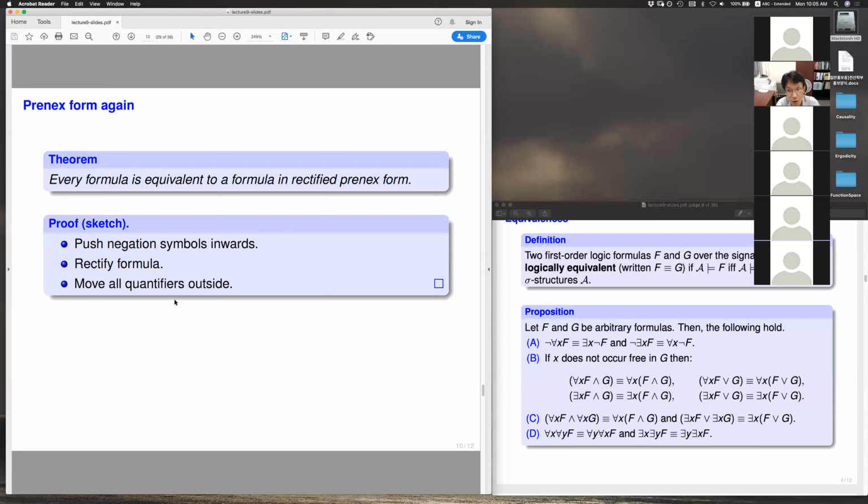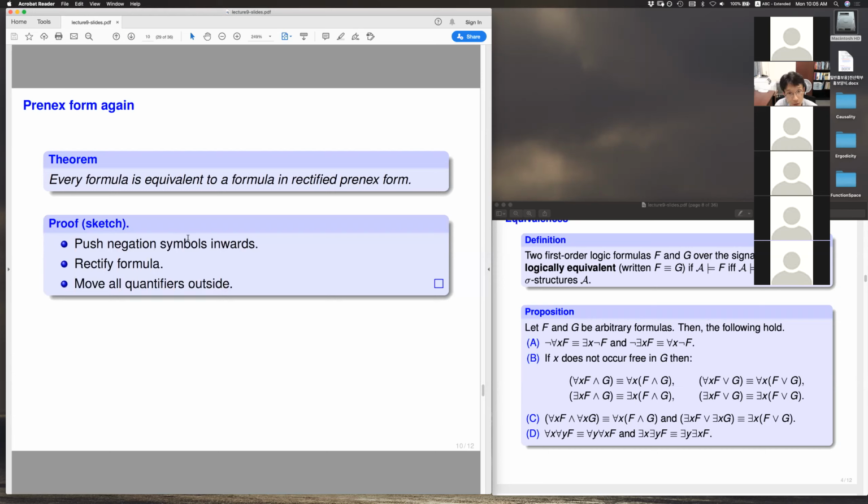So we first use De Morgan's law in first order logic to push negation inwards of the formula. So negation goes all the way to the base case. Okay? And then for the second step, we rectify the formula. So after this rectification, all the free variables and all the bound variables will be different.